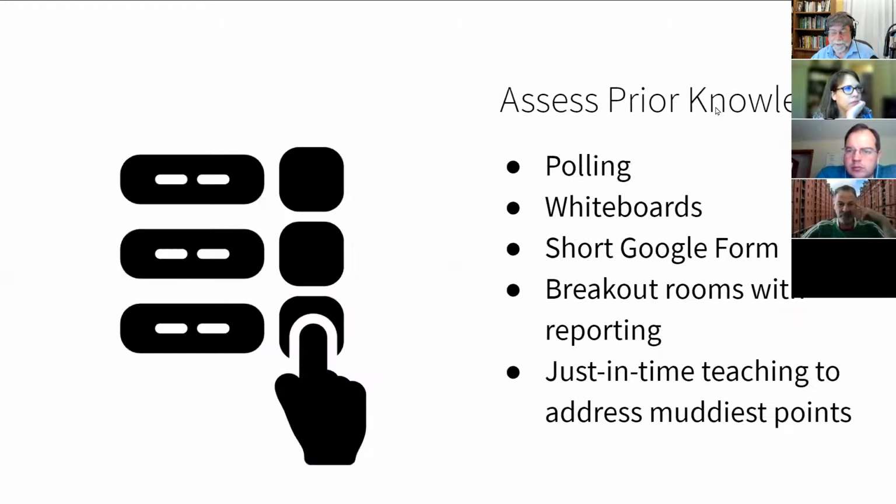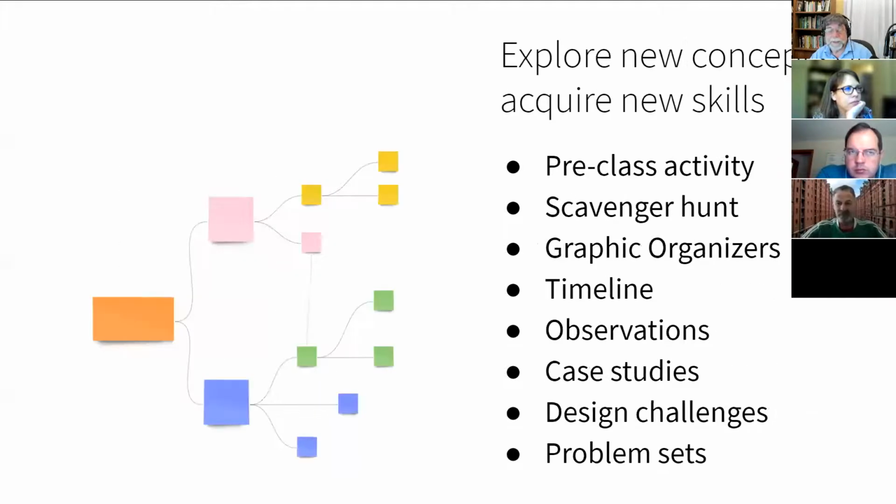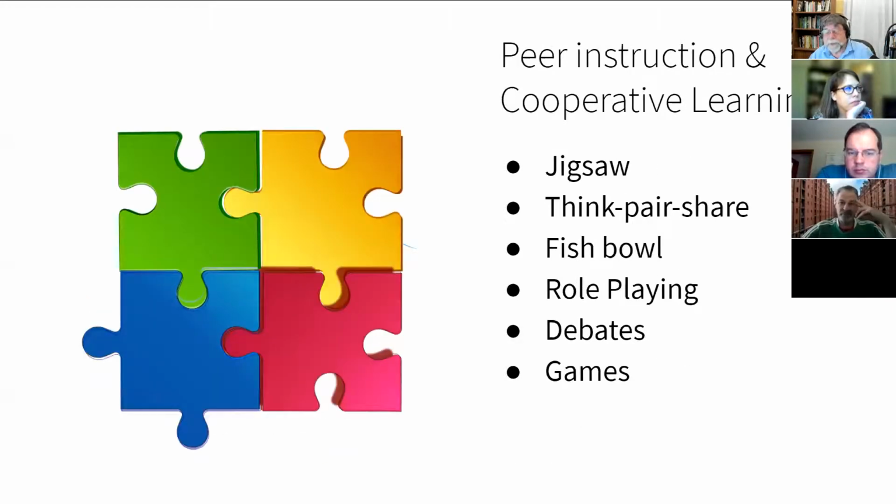There we go. This we put together for use in Zoom, but you can do polling, you can use whiteboards, you can use short Google Forms to get some feedback. You could have students working in breakout rooms and then reporting back, just-in-time teaching activities to address the muddiest points. And then we've got a whole list of things in here. So look through that. The Jigsaw, Think, Pair, Share are part of it.